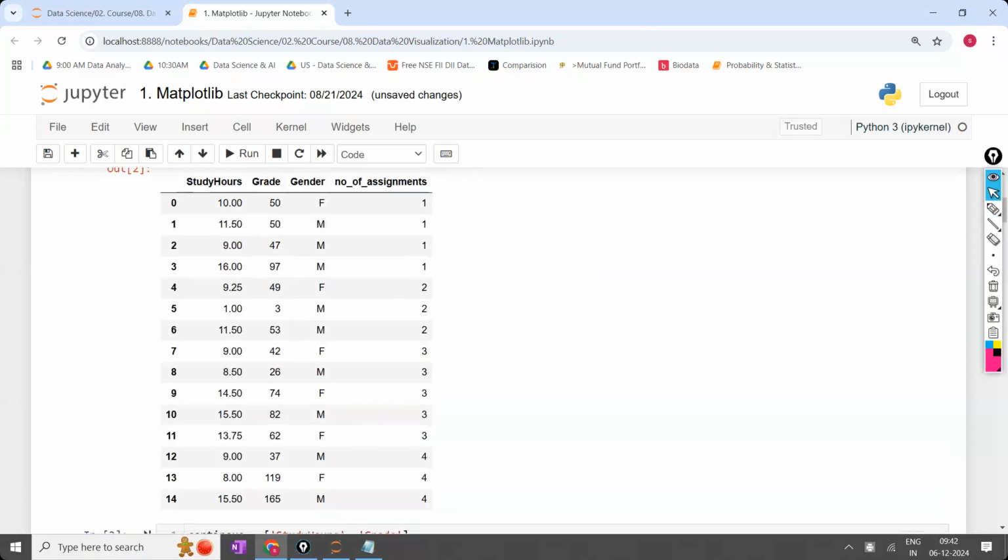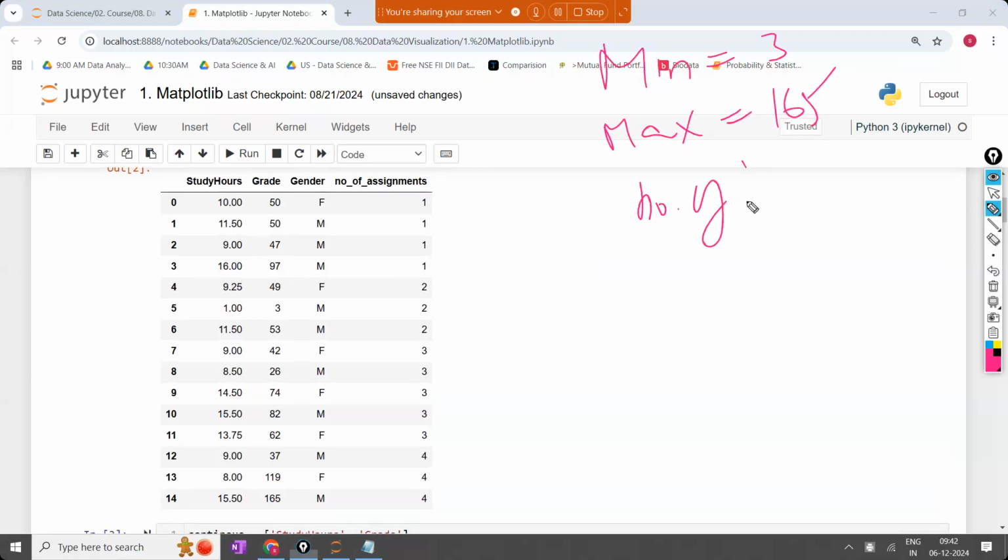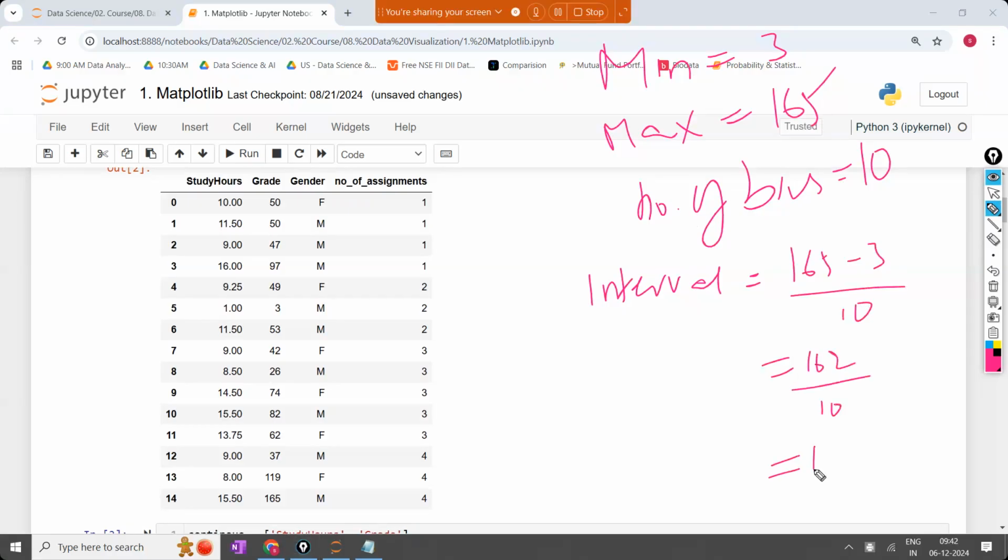For this data, grades, what is the minimum value and what is the maximum value? Tell me the minimum first. 3. What is the maximum? 165. Now number of bins is equal to 10 by default; it is a default argument. If you want to change it, you can, but the default is 10. So now what is the interval? 165 minus 3 divided by 10, that is 162 by 10, 16.2.